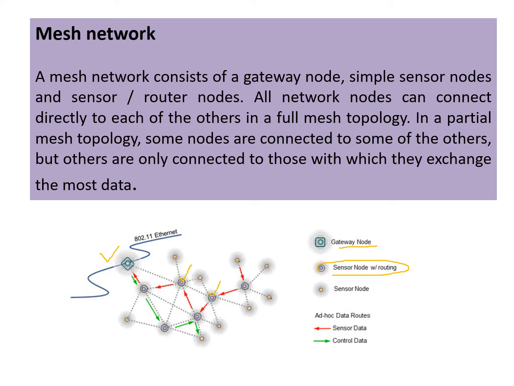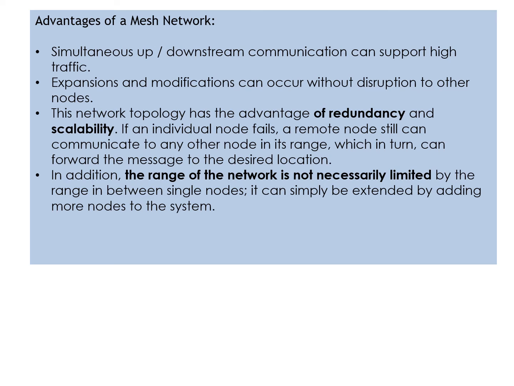And you can see here one node can be connected to two of the base stations. The advantage is that simultaneous up and downstream communication is possible here, and we can expand or modify this network without disrupting or stopping the whole network. This network topology has the advantage of redundancy and scalability.